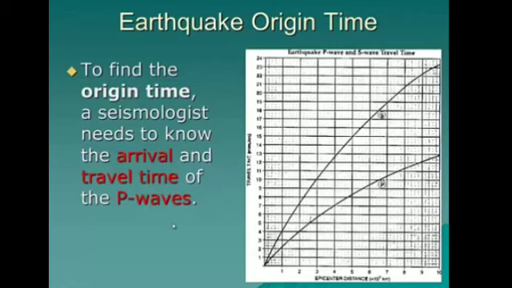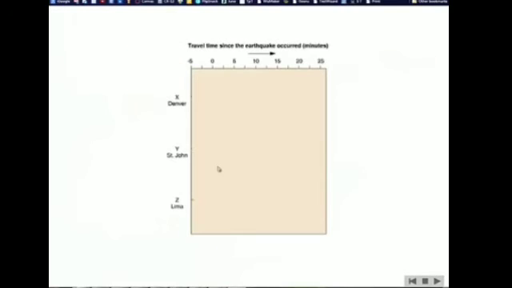So to find the origin time, what time the earthquake started, a seismologist needs to know the arrival time and the travel time of the P waves. And they can measure the difference between the P wave and the S wave to find out how far away the earthquake was. And if that seems a little bit confusing right now, don't worry about it. We'll get into it a little bit more in the next day or so. Well, real quickly, this is how that works though.